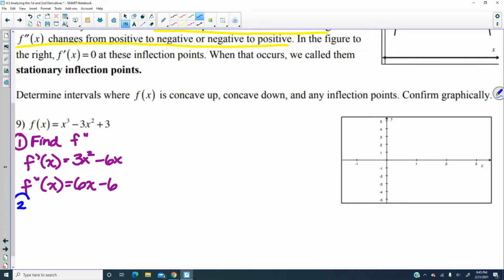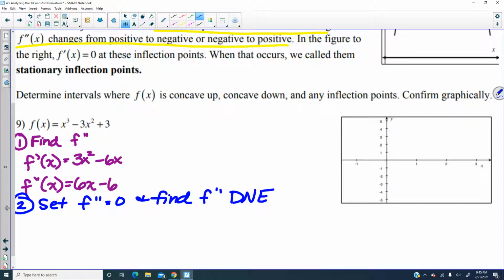So step 2, set f double prime equal to 0 and also find where f double prime does not exist. Okay, so set f double prime equal to 0. That means I'm going to have 0 equals 6x minus 6. Add 6 to both sides. 6 equals 6x. And then I get x equals 1.